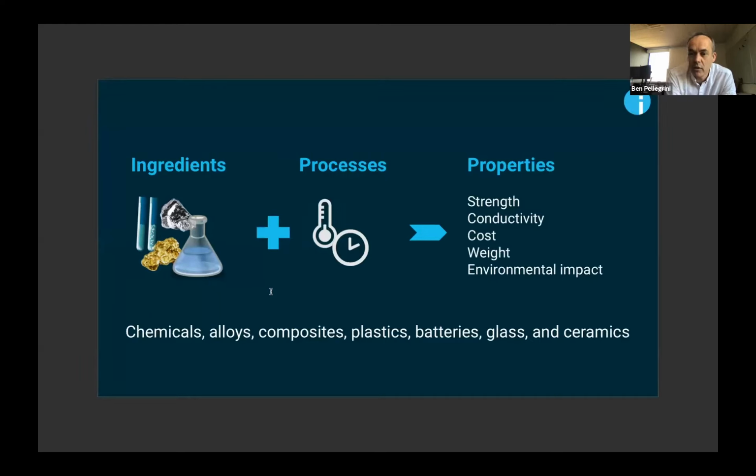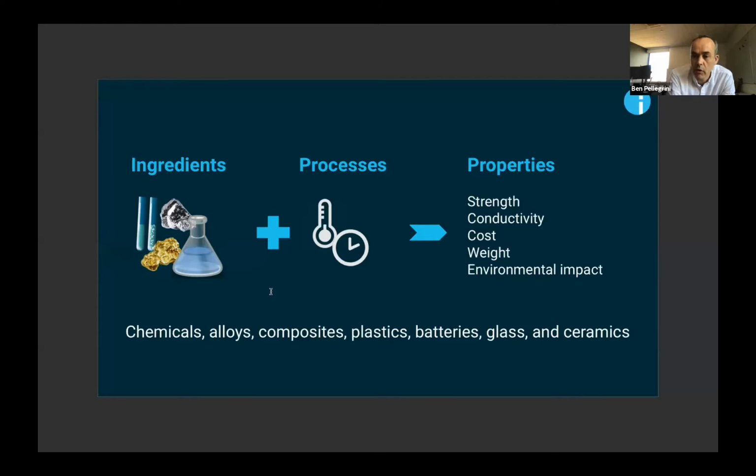We can see in this diagram some of the general principles or the big picture of how we think about these processes. Starting on the left, we have our raw ingredients, which could be elements in a material or molecules in a chemical. And then we have the processes applied to those ingredients. How are these ingredients put together? What temperatures or pressures do we use?